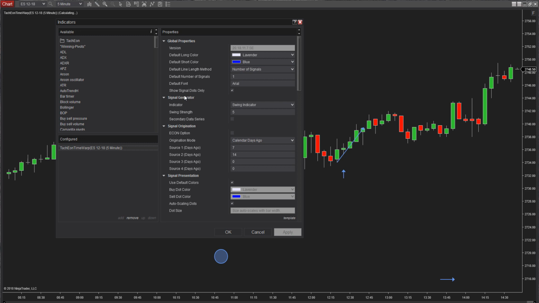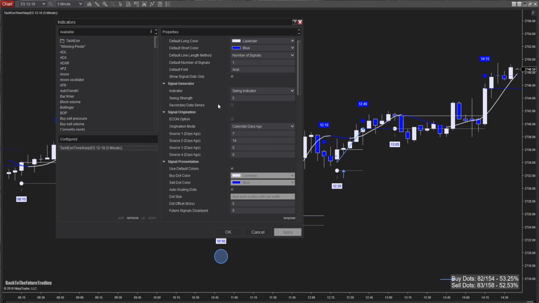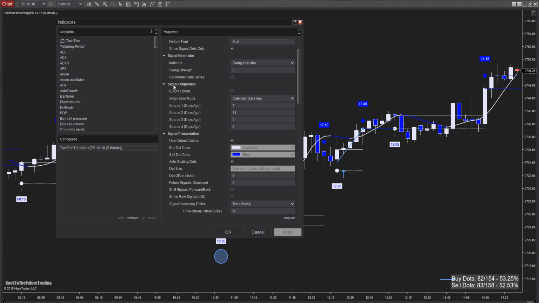So we've looked at a signal generator. These are where the signals are coming from, and this is the indicator that's generating them, and the instrument that's generating the actual signals under the signal generator. Now we're going to go to signal origination. So we got two different things: what generates the signals and where they originate from. There's a tool that will generate the signal. The origination is, where did the tool come from? Where did the tool get its information?